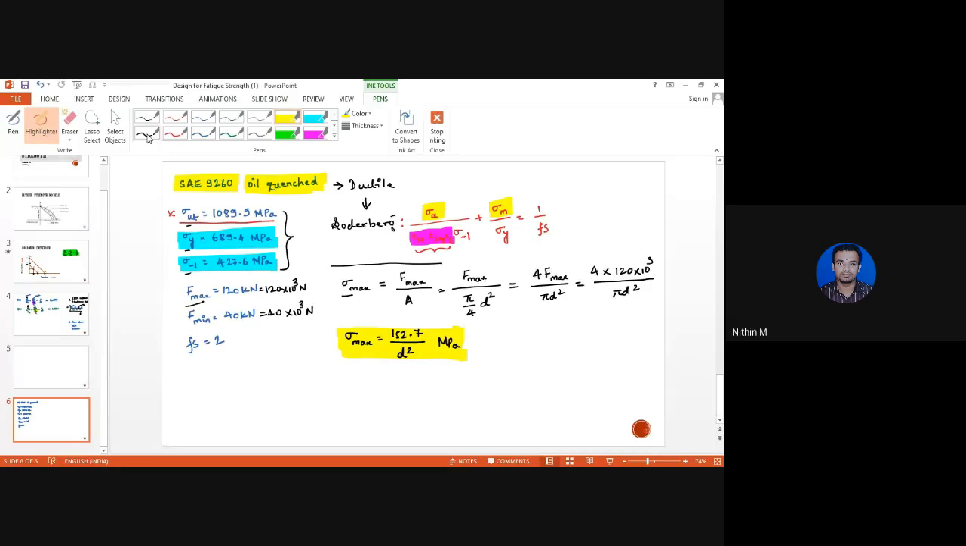Now, similarly, can you calculate the value of sigma minimum? That is the minimum stress induced in the component, which corresponds to 4 times F minimum by pi d square, which is 4 into 40 into 10 raised to 3 divided by pi d square. Can you calculate and tell me the value of sigma minimum in terms of d square? Fine. So do the same thing for sigma minimum.